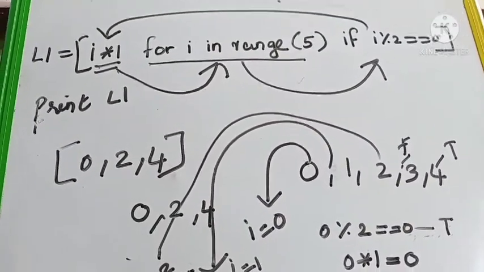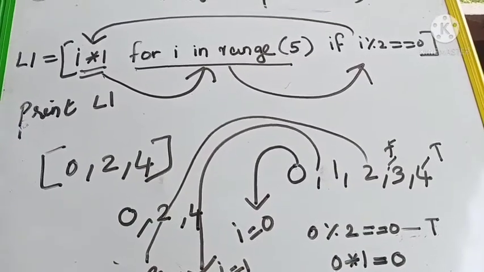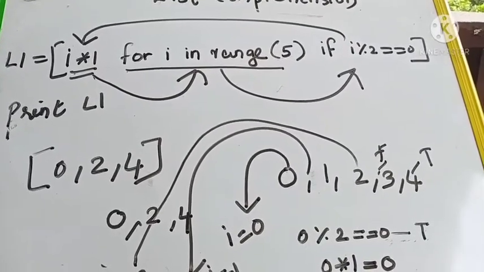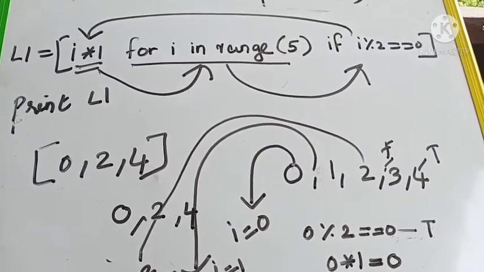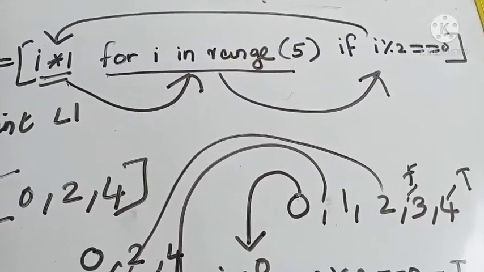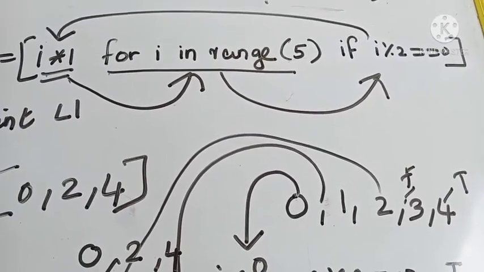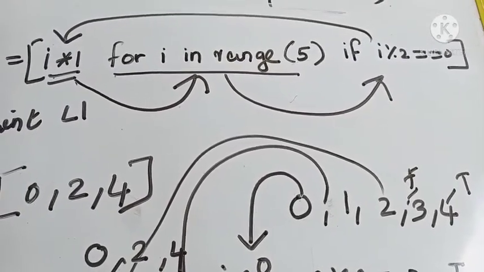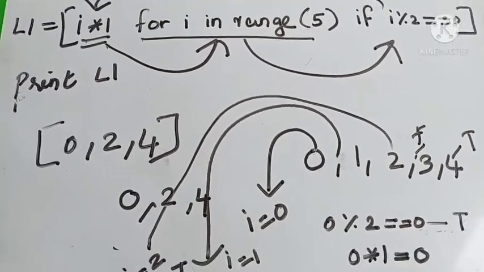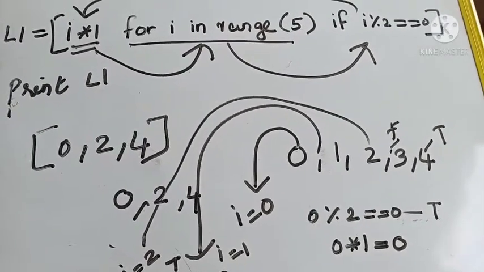So what we have to do here is, in our list we have been given an expression, then a loop, then an if condition. So the loop will be working first, and after getting the value in the I, it will be moving to the right side for checking the condition. If the condition is true, it will be moving to the left of the for loop for doing the expression, and after the expression, the next value of the I will be taken. Like that, it will be continuing till the end of the loop. And after that, if you print the L1, you will be getting the values. Hope it is clear, right?